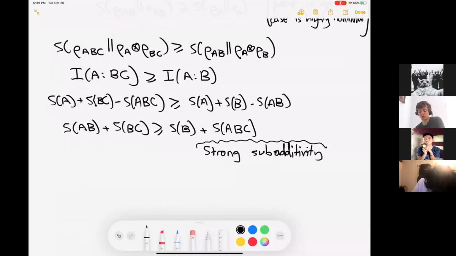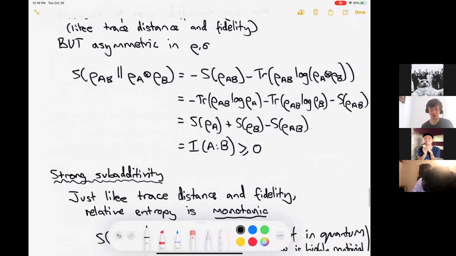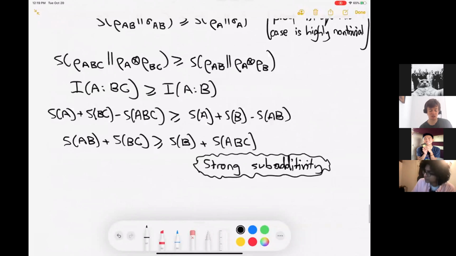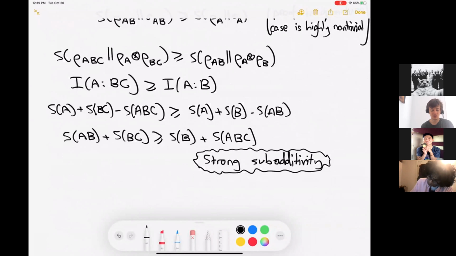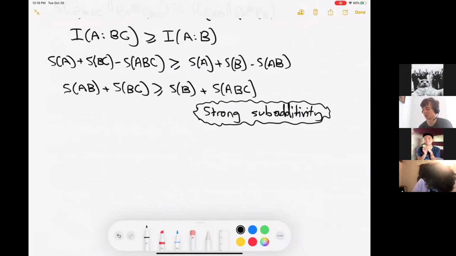If you want to know why it's called that, subadditivity is just the statement that S of AB is less than or equal to S of A plus S of B, i.e. that the mutual information is bigger than 0. And if we take the special case where we want to make B trivial, so B is just like a non-existent quantum system, we just delete B. Then this reduces to S of A plus S of C is greater than or equal to S of AC. Okay, so it's a stronger statement than subadditivity, where you add in S of B as well.